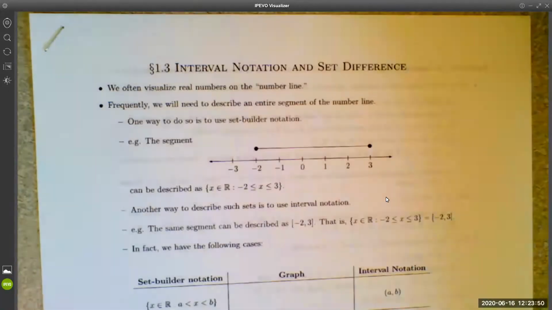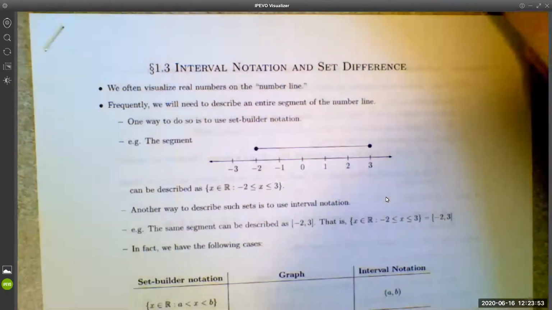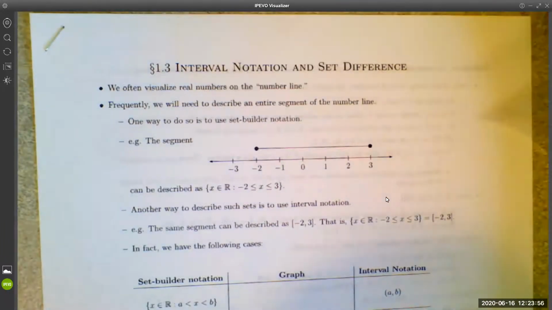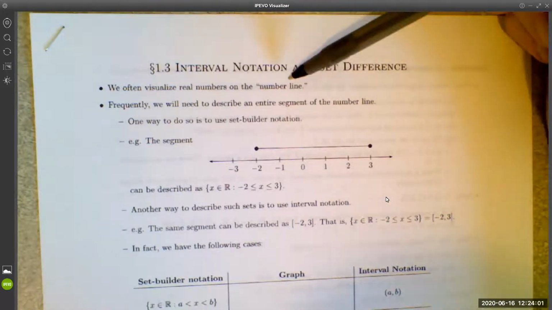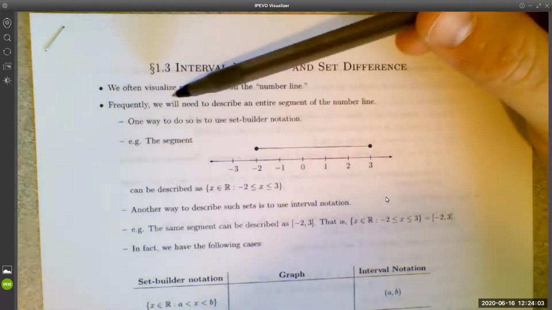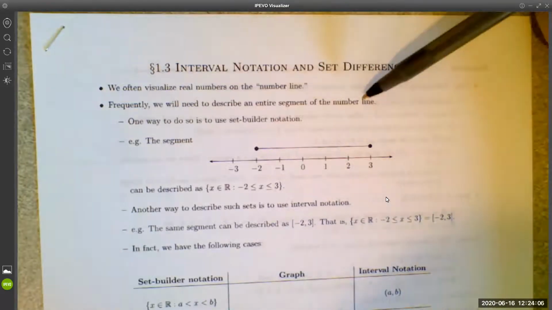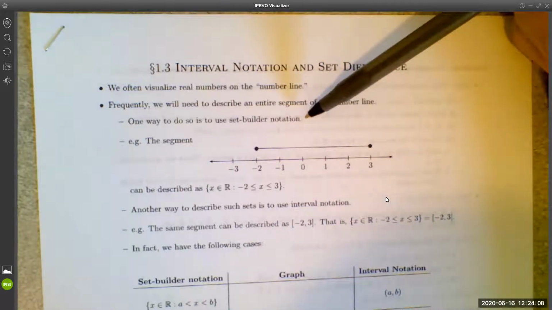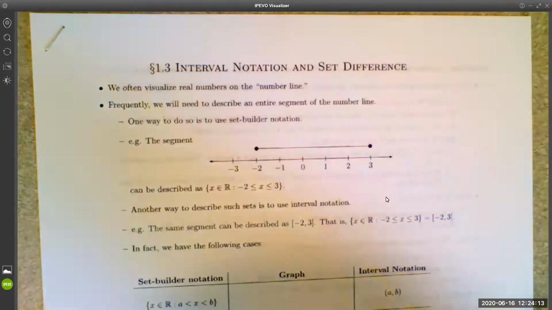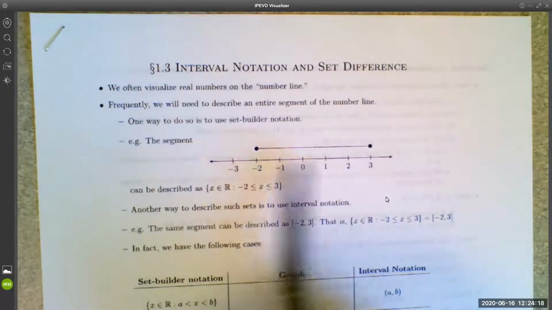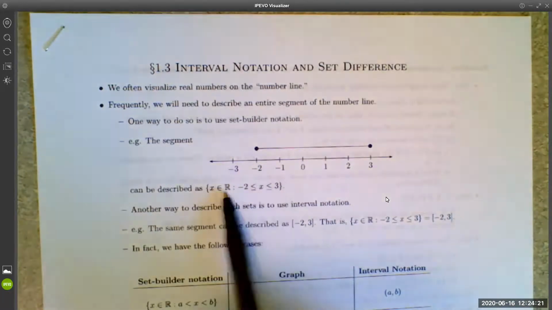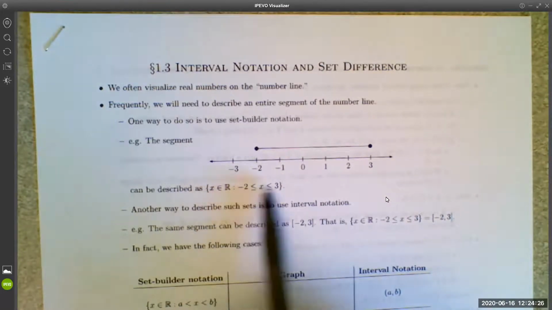The last bit of information I want to talk about as far as sets are concerned is interval notation. So we often visualize real numbers on the number line, and frequently we'll need to describe an entire segment of the number line. One way to do that is to use set builder notation, which we talked about in the previous section. So for example, if we wanted to describe this set of numbers, all of the real numbers between -2 and 3, then we could describe it like this. We could describe it as a set of all x in R, where x is between -2 and 3.